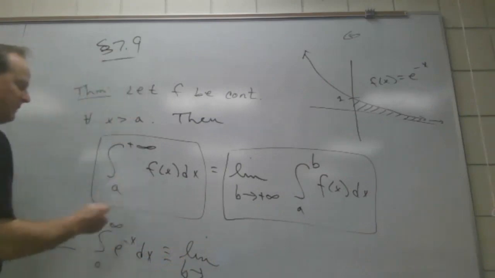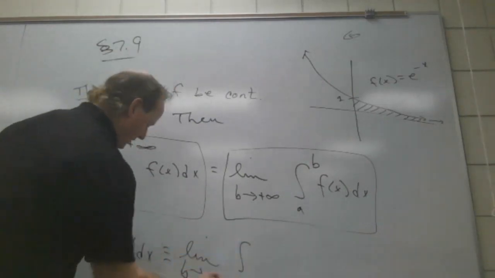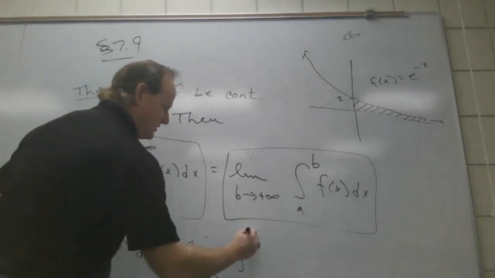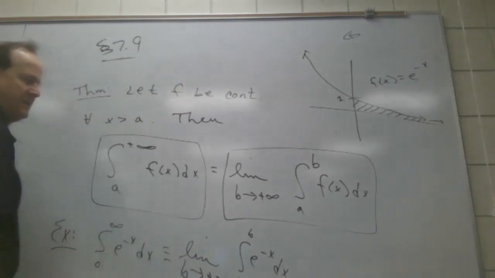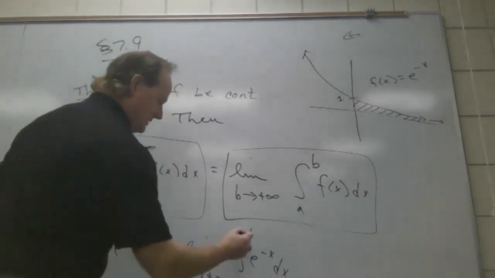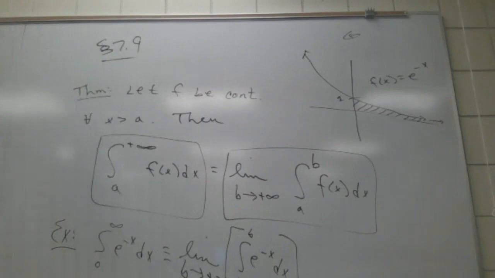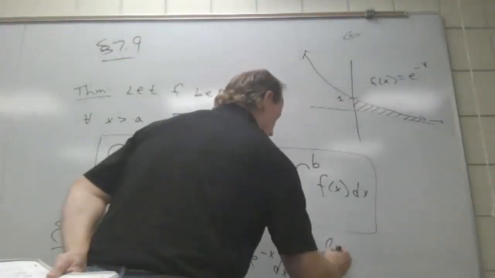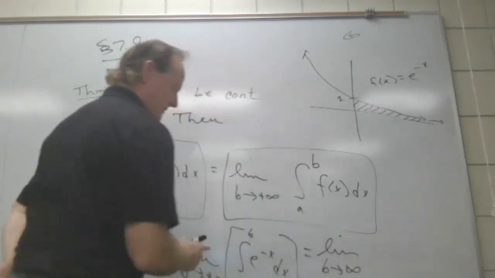And since normally we go from a to b, we just call it the limit as b goes to infinity of the definite integral from 0 to b of e to the minus x dx. Okay, so I need to figure out what this is. This is something that we can handle from back in chapter 4, right? So if I do that, once again, we're going to take that limit last. So leave the limit on there until you take it.